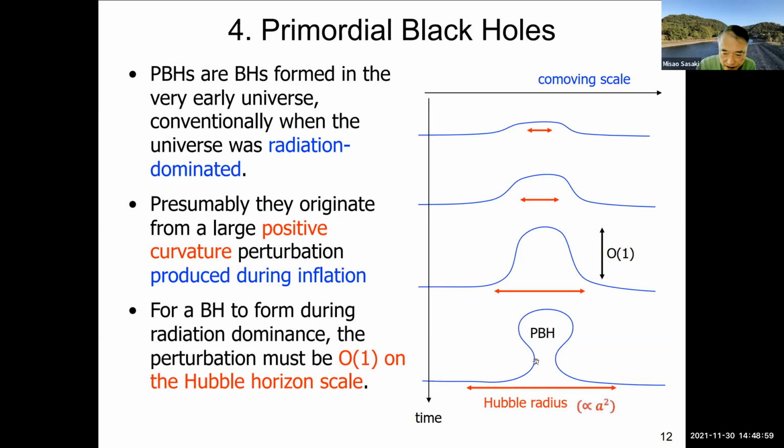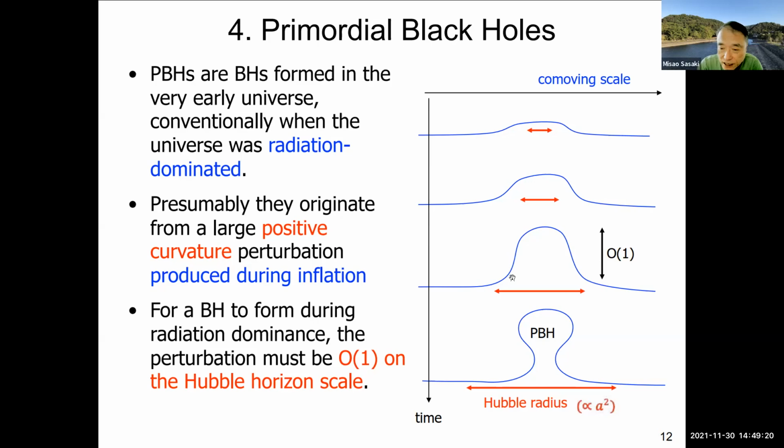So this actually means that everything, for a given scale, is determined by the amplitude of the perturbation at horizon crossing, when the scale enters the horizon, and the mass of the black hole will be determined by that horizon mass.